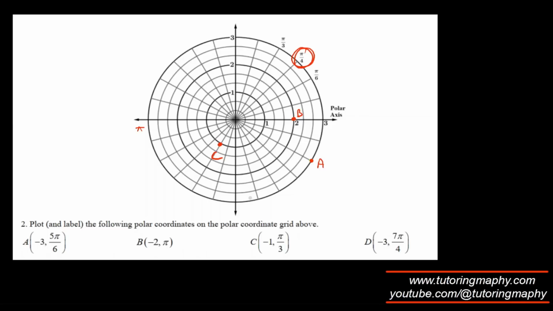That is the reference. So 7 pi over 4 will be 1, 2, 1, 2. So this is the middle line, like 1, 2, 1, 2. This is the middle line. So this is 7 pi over 4. And 3 is obviously this one.